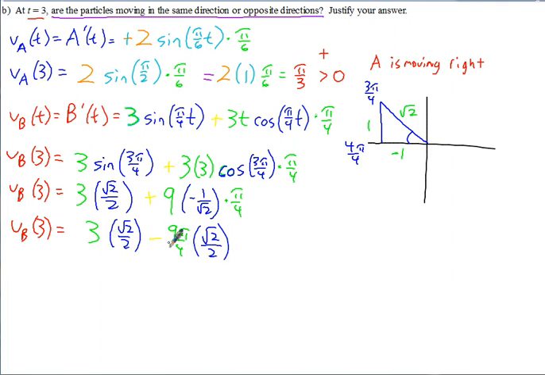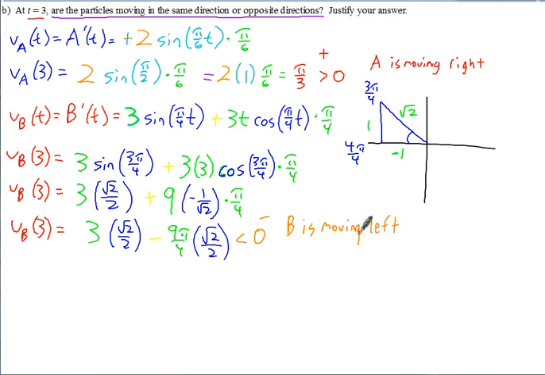To see if this is positive or negative, you just have to look at the coefficient and see which one's bigger. 3 compared to 9 pi over 4. Well, 9 pi over 4, if we round pi to be 3, would be 27 over 4. Well, 4 goes into 27 6 point something times. So that's way bigger than 3, so you can see the negative term would be larger in magnitude, so this overall would be less than 0, or negative. Because it's less than 0, that means B is moving left.